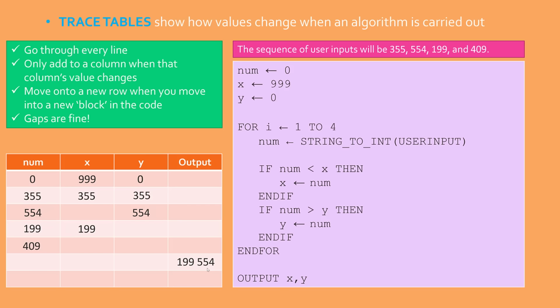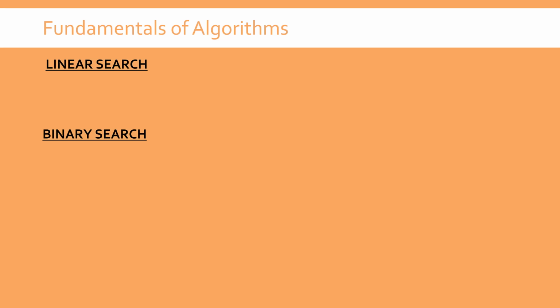Now, a common follow-up question following a trace table is, well, what is this code doing? And you might be able to spot from the trace table what it's doing if it's confusing, where here we're finding the smallest and biggest item in this sequence. Equally, there might be a logic error which it asks you to try and spot, and the trace table might help you with this. We've got two searching algorithms on this paper, linear search and binary search.